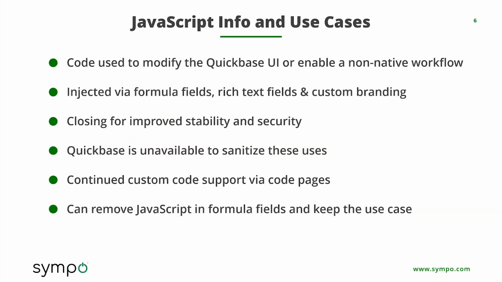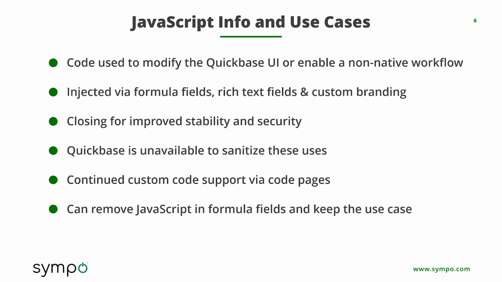JavaScript is code used to modify the Quickbase UI or enable a non-native workflow. For example, the ability to create a series of tasks for a project at once simply by clicking a button. It's typically injected into formula fields, text fields, rich text fields, and custom branding. Quickbase is closing this ability because it wants to improve stability and security. They are also unable to sanitize these types of use cases. Quickbase will continue to support custom code via the Quickbase code pages.